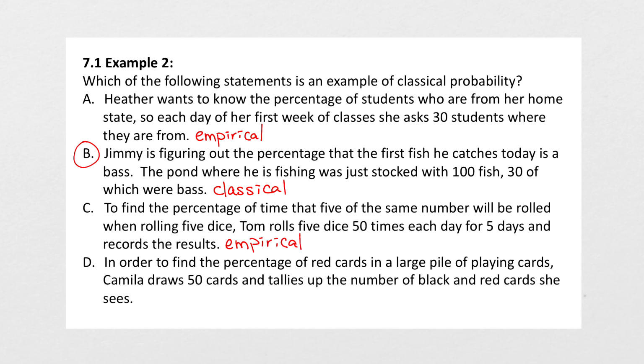This is empirical probability. And D says in order to find the percentage of red cards in a large pile of playing cards, Camilla draws 50 cards and tallies up the number of black and red cards she sees. So she has counted the number of cards. Also, I don't know how that got there. Also, empirical probability.